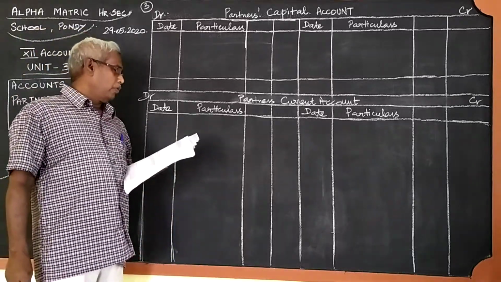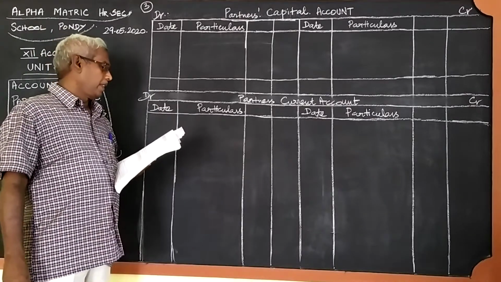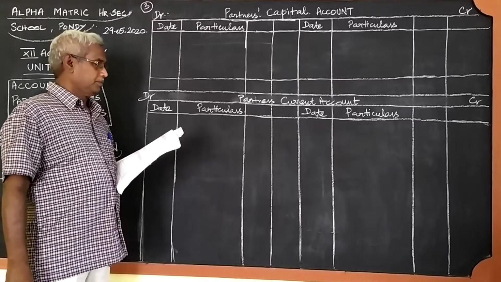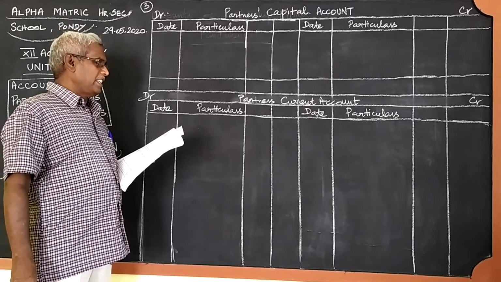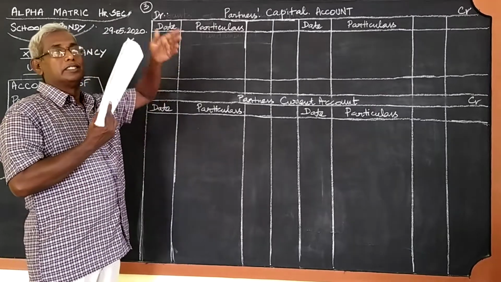Okay, students, now we shall pass on to problem number 3. Arun and Selvam are partners who maintain their capital accounts under fixed capital method.